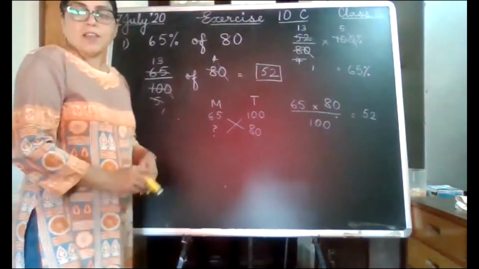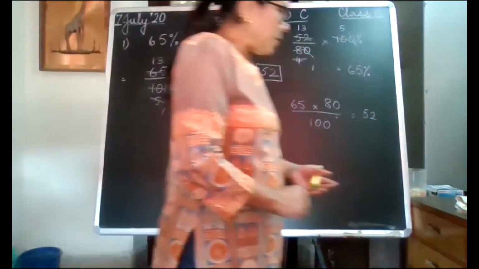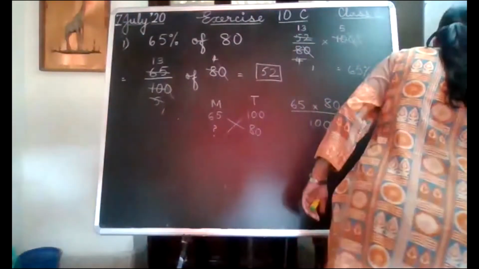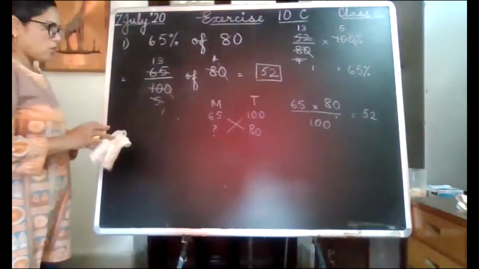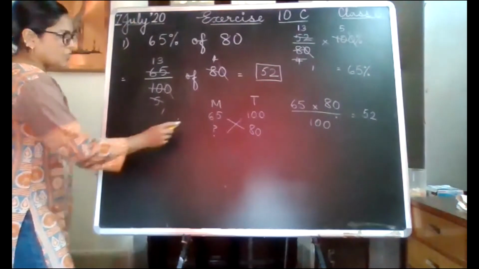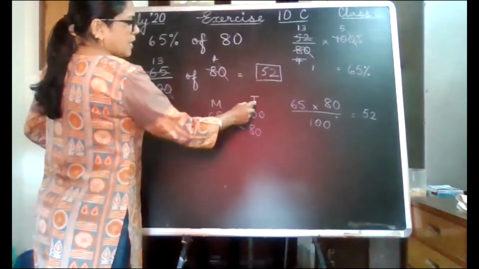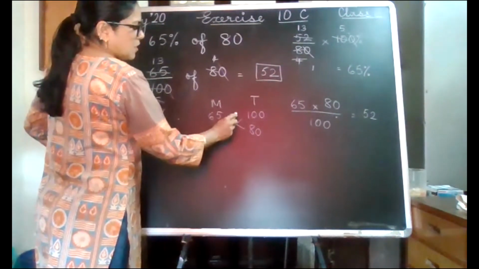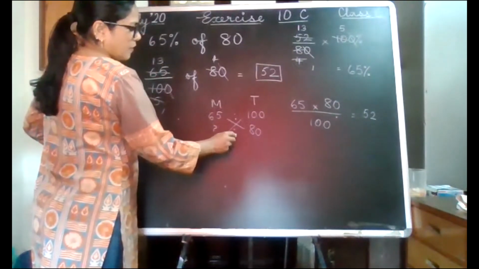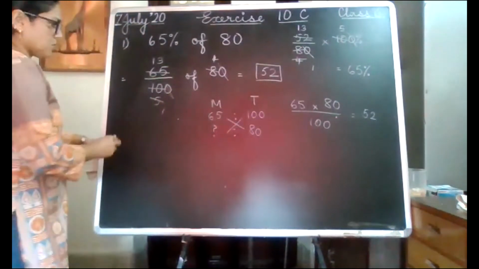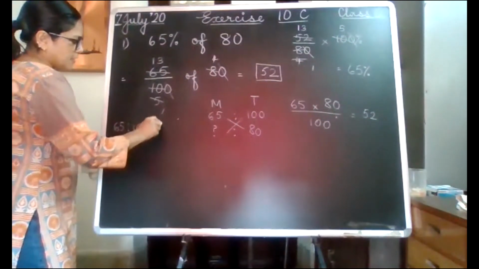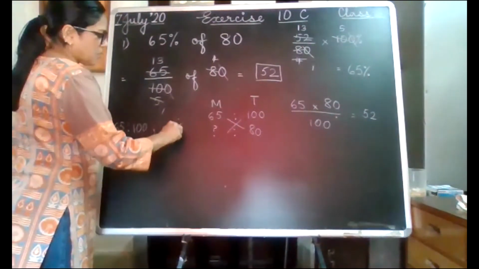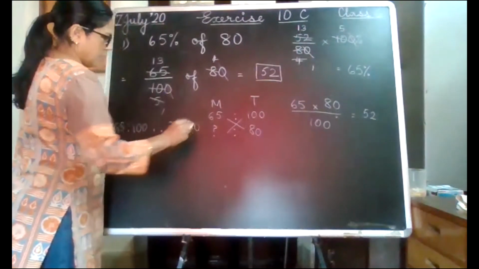There is another way in which you can get, remember proportions that you did. So this is again something similar to proportion also. Now in proportion, which are the two things for you? Marks and the total marks, isn't it? So this will become the two ratios. So what will it be? 65 is to 100 as question mark is to 80.